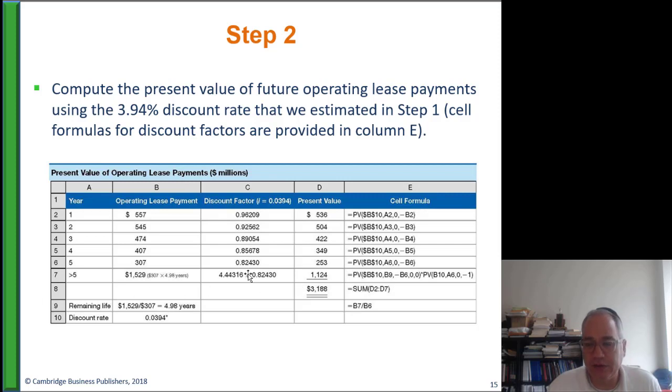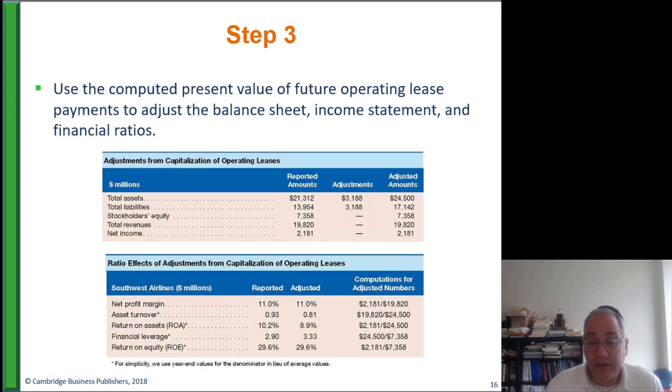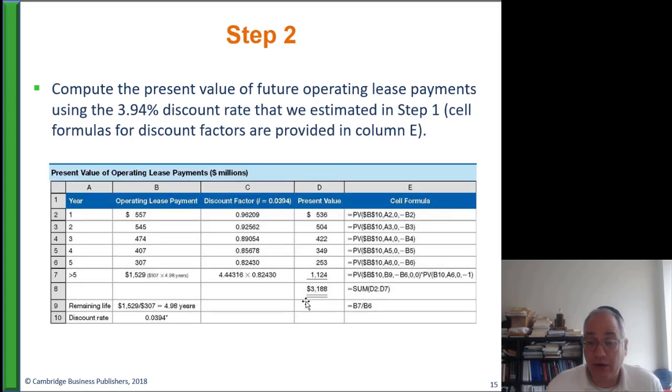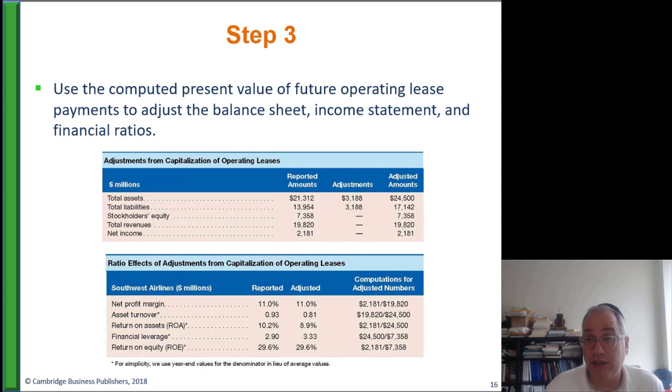And again, you can either use this the way they're doing it, which is projecting this forward and treating it as an annuity, or you can just estimate 307, 307, 307, 307 all the way down until you cover the full 1529. And so now we know that 3188 is the present value of the operating lease payments. So what would happen to our balance sheet if we stuck another 3188 worth of assets and liabilities onto it?